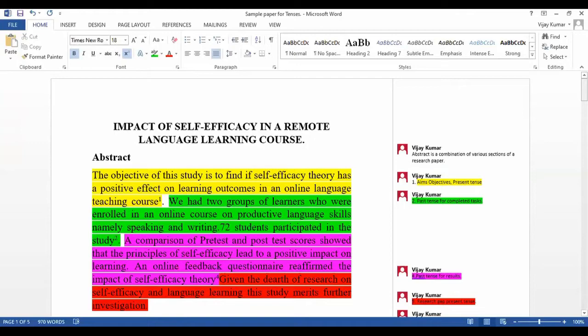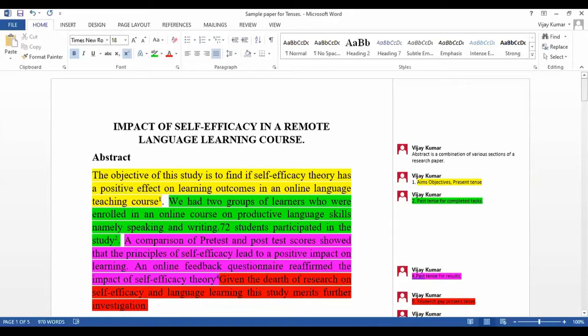The objective of this study is to find if self-efficacy theory has a positive effect on learning outcomes. So whenever you introduce your aims or objectives of the study, you will use the present tense. And then the second part of your abstract is usually the methods. So you will say what you actually did. So it's a completed task. So you will be using the past tense.